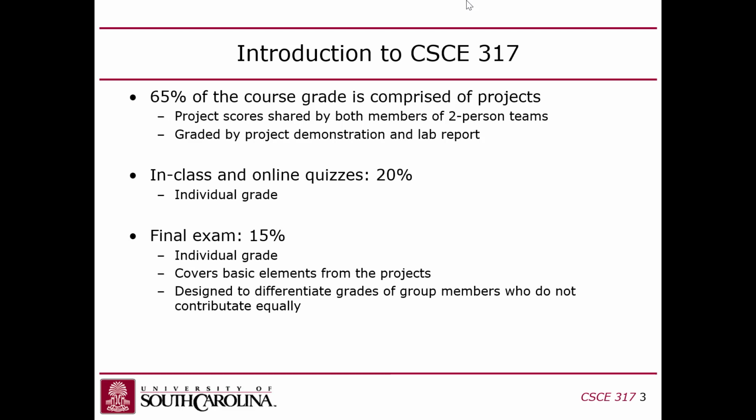Okay, so 65% of your course grade will be based on the project work. Projects will be in teams of 2, unless you really want to be in a team of 1. But we encourage you to find a partner who's ideally in your same lab section, although if not, we can work around that too. So the project scores will be shared by both members of each team, which means that 65% of your course grade will be shared with your partner.